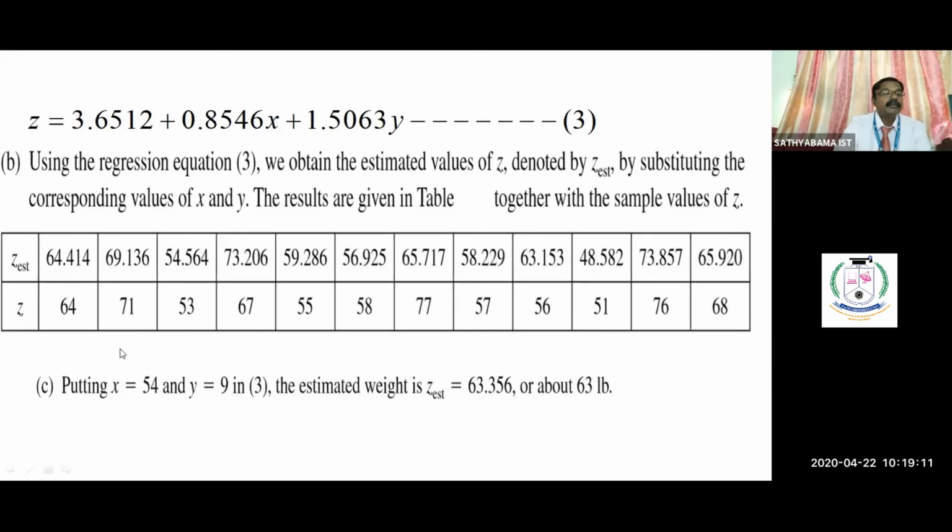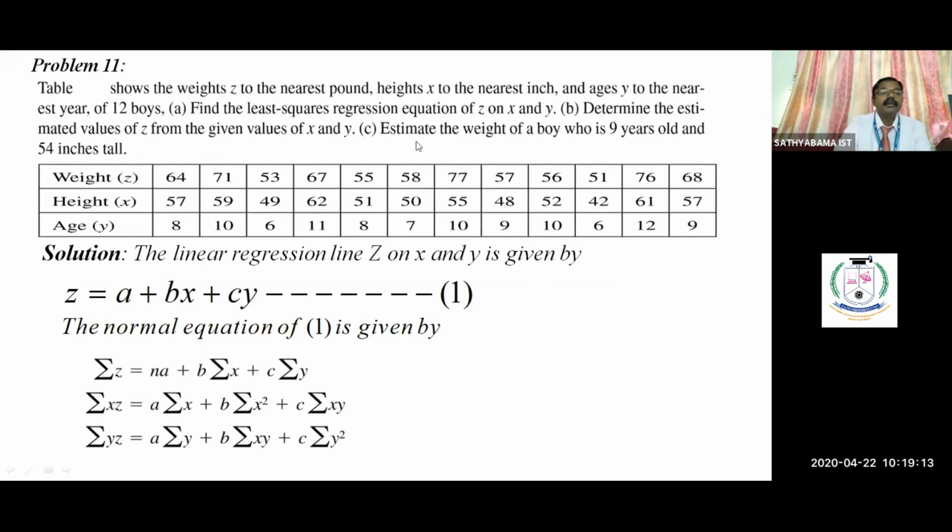The last part of the problem, C part, what they have given: estimate the weight of a boy. So we are asked to find what is Z when X and Y are given. So here they have given Y is 9 years. 9 years means age is 9.